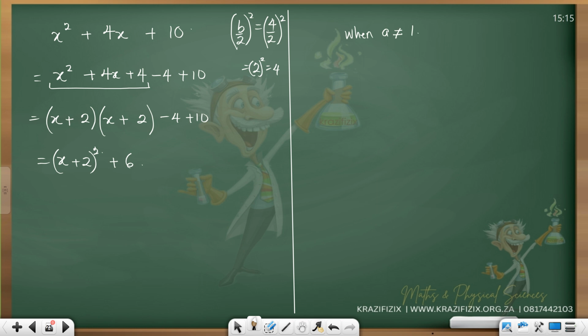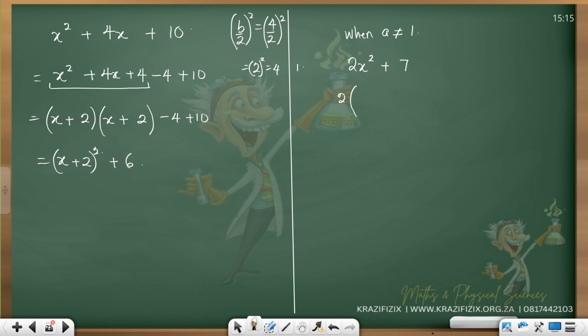Okay, guys, what about a binomial again when a is not equal to 1? How do we treat this? Number 1, let's say 2x squared plus 7x. What would I do? The rule says make sure the coefficient of x squared is 1. So I'm going to pull out my 2.